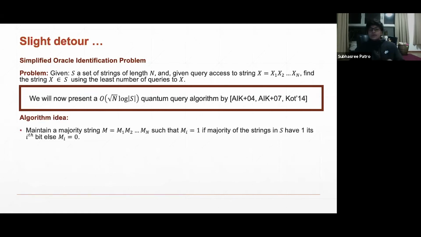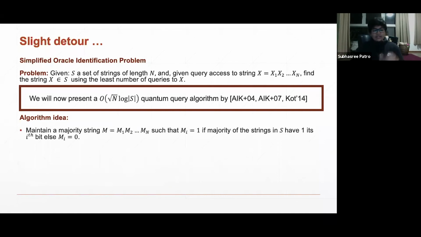So what we need to do here is we maintain something called a majority string, which is also n bits, but the majority string is simple. The ith bit of the majority string is set to 1 if the majority of the strings in S had 1 in their ith bit. Is this clear to everyone? Okay, I'll just continue. Otherwise, it's set to 0.